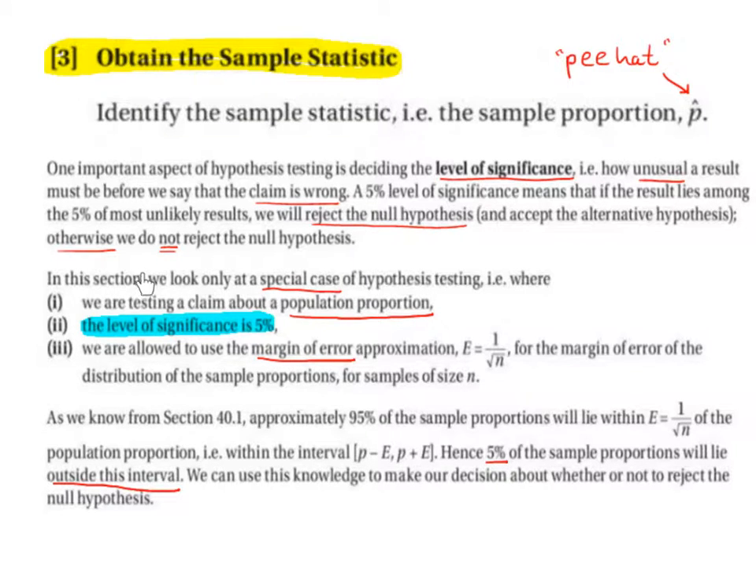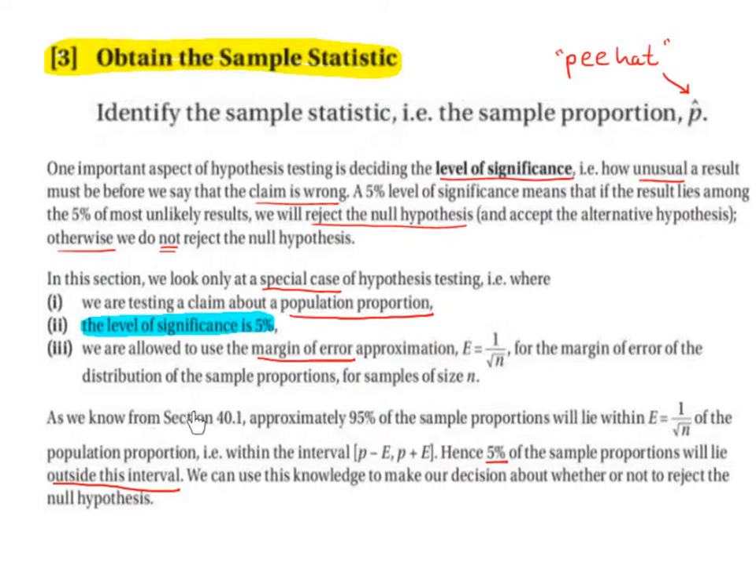In this section, we look only at a special case of hypothesis testing, i.e. where we are testing a claim about the population proportion, the level of significance is 5%, and we are allowed to use the margin of error approximation E equals 1 over root n for the margin of error of the distribution of the sample proportions for samples of size n.